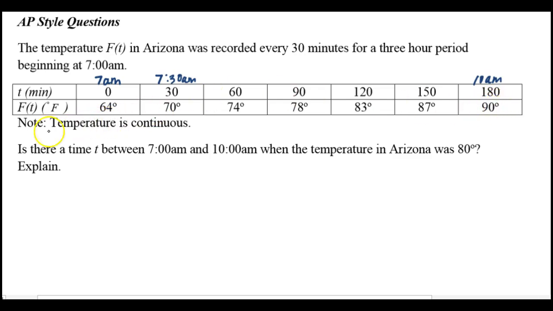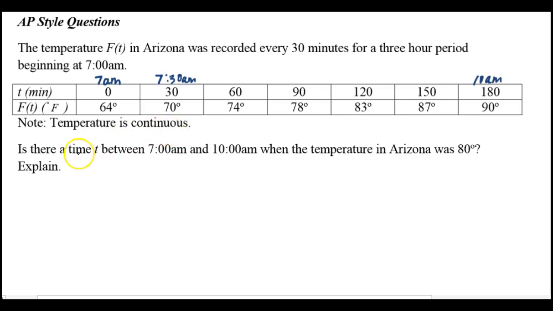So one of the things I want you to note is that temperature is a continuous function. So we should be able to think that the temperature can't just jump from one second to the next. We have to gradually increase. So temperature is considered a continuous function, and we need continuity to apply the intermediate value theorem.